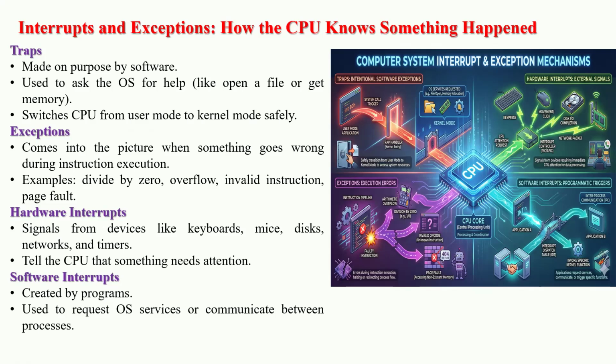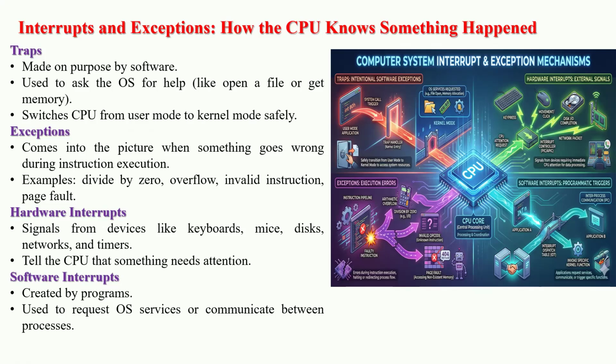Now, some interruptions are accidental. Let us take an example. If a program tries to divide a number by zero during the execution, the CPU immediately notices something wrong, and this is an exception. Some of the other examples are overflow, invalid instruction, and we talked about a page fault earlier.